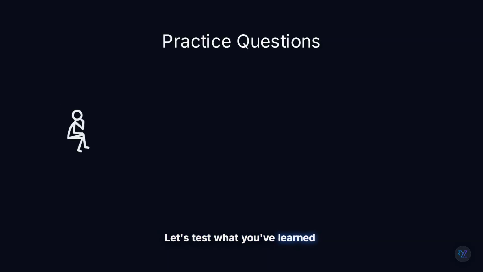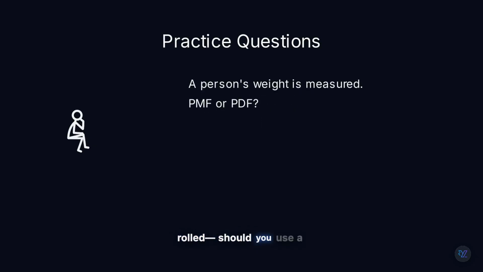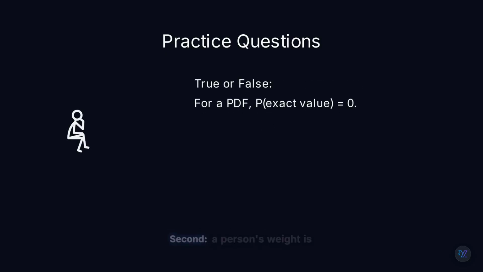Let's test what you've learned with 3 quick questions. First, a fair die is rolled. Should you use a PMF or a PDF? The answer is PMF. Second, a person's weight is measured. PMF or PDF? The answer is PDF. Third, true or false. For a PDF, the probability of exactly one value is 0.